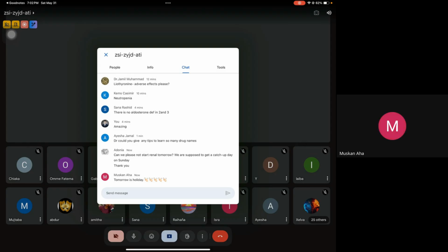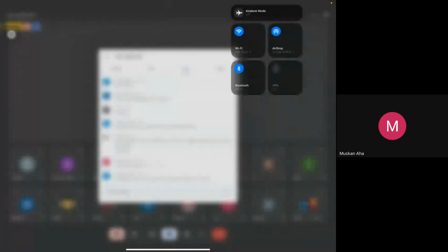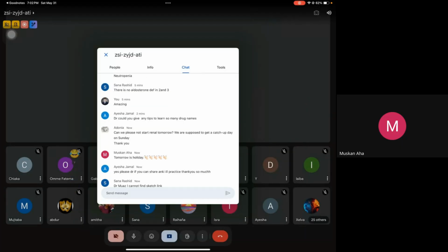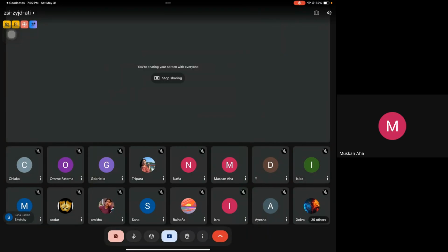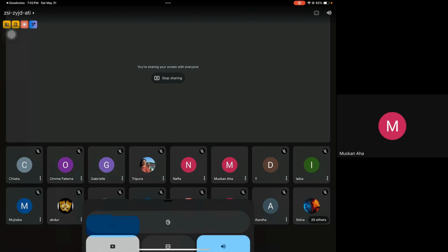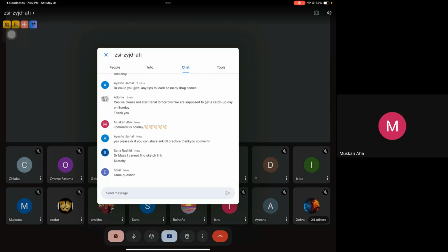Dr. Moaz, is Sketchy better or Pixorize? Hello? Yes, I wanted to ask you, is Sketchy better for pharma or Pixorize? Personally, I liked Sketchy, right? But some people loved Pixorize as well. I never did like Pixorize, because the details in Pixorize were a little less, and Sketchy mentioned all of the pharmacology, the mechanisms of action and side effects in much more detail, right? So I went to Sketchy.